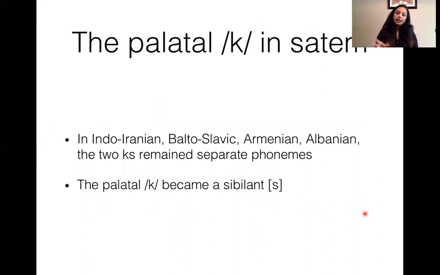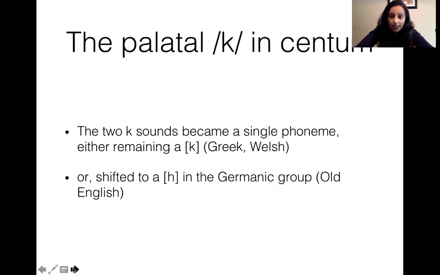Now, in the Satem languages, which came from Avestan, these were the Indo-Iranian, the Balto-Slavic, the Armenian, the Albanian, the two k's remained separate phonemes. So you had the palatal k and the velar k, and they remained as such, two separate phonemes. And later on, this palatal k became a sibilant, which is the s. That development happened later on in the language.